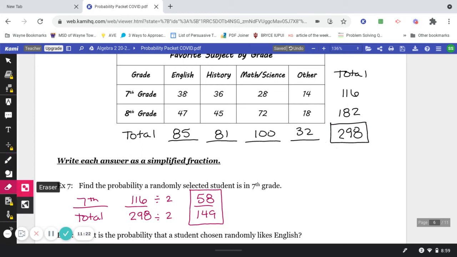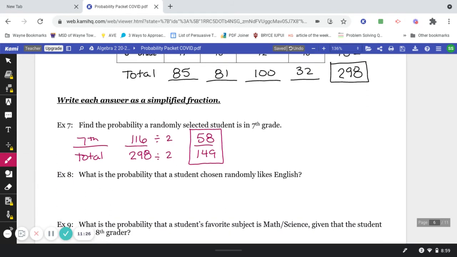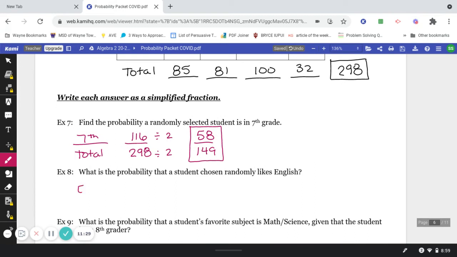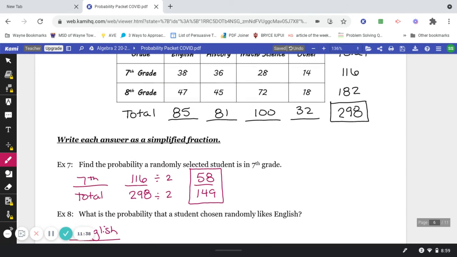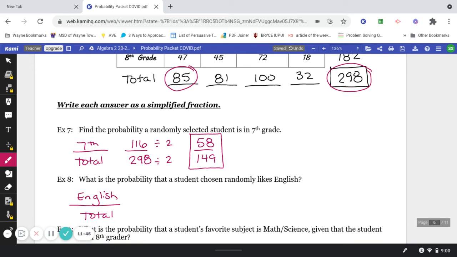All right, for the next problem, what is the probability that a student chosen at random likes English? So I need all the people that like English over the total. All the people that like English here, again, over my total, 298. 85 out of 298. That actually doesn't reduce at all. So, final answer.